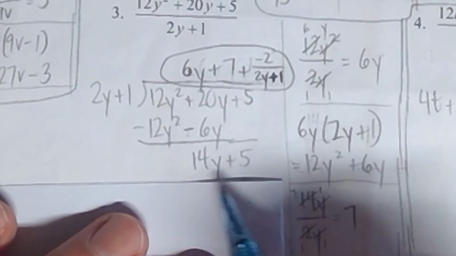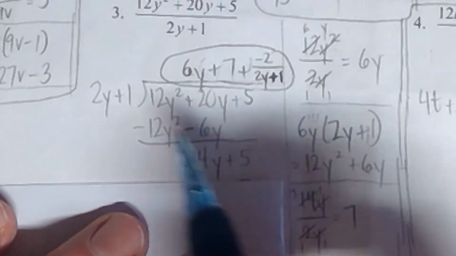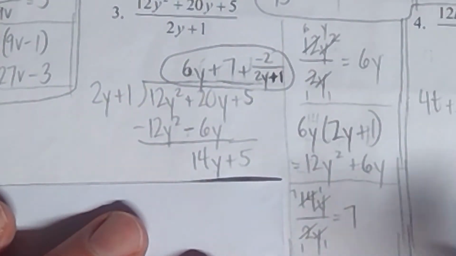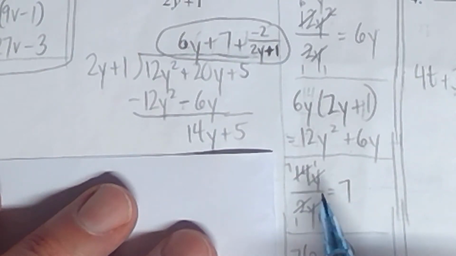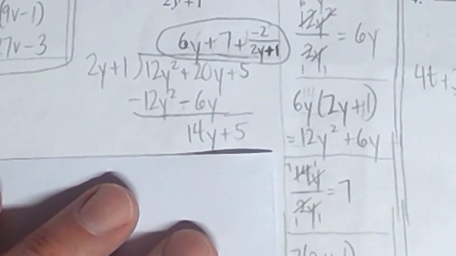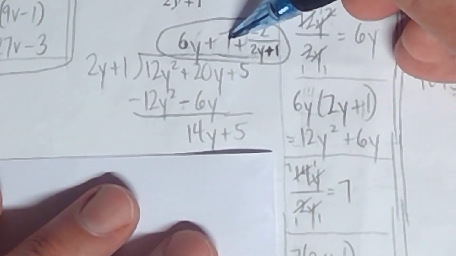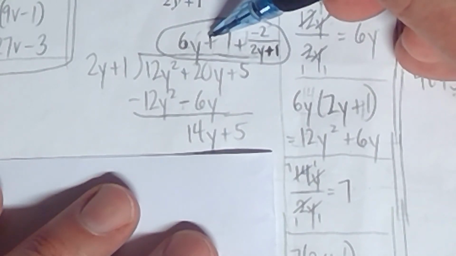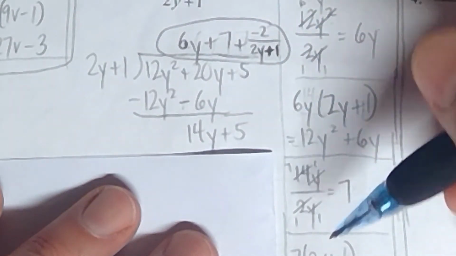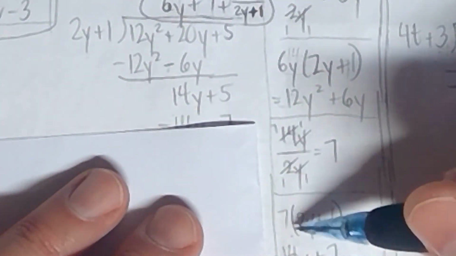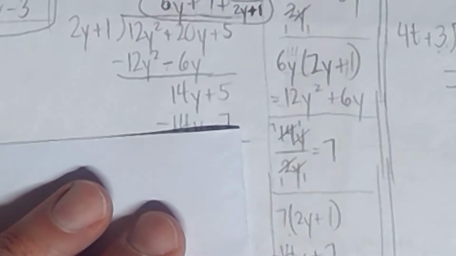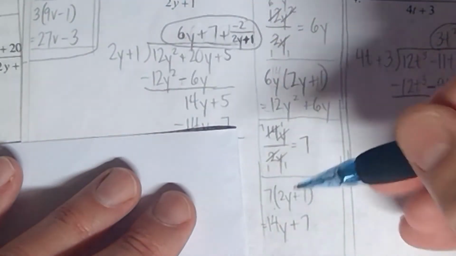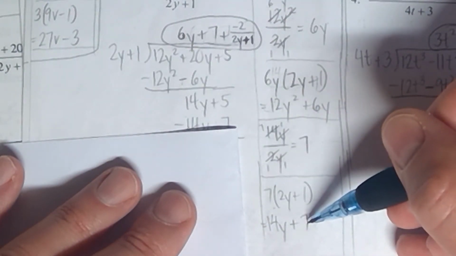So now what do I need to do? I need to take 14y, the first term, divided by the first term here. You can see I did that over here. And I end up with 7. The y's cancel completely. We get 1 over 1 because the exponents are the same. So I take the positive 7, I put that up here. Okay. Remember to put the plus in front if it's positive. Multiply that answer now by the outside part. We end up getting 14y plus 7.